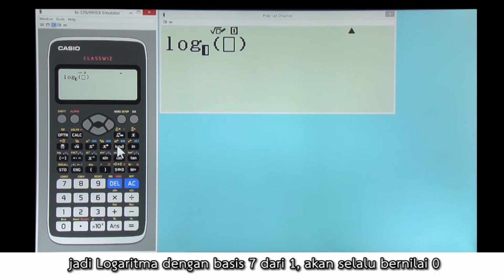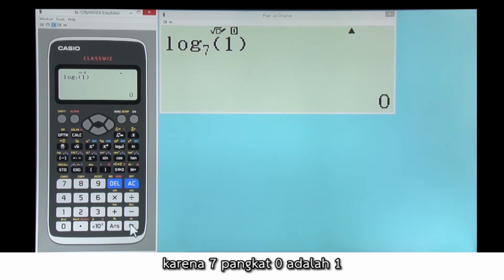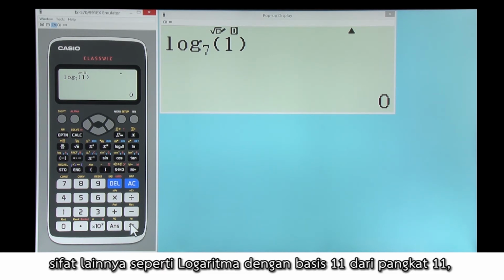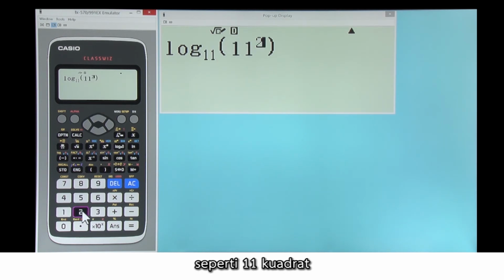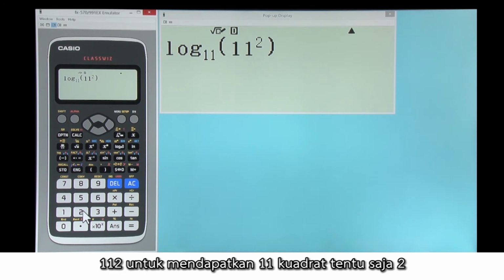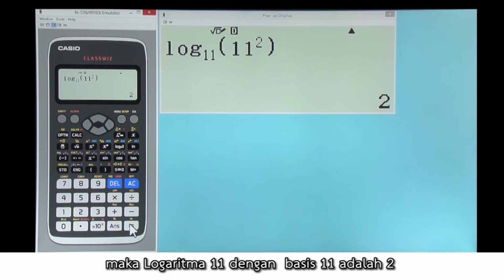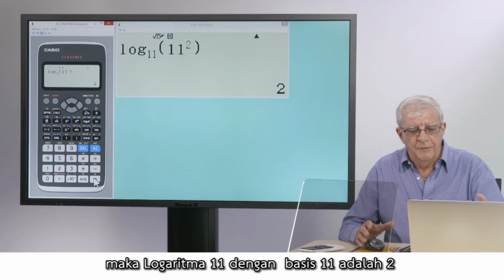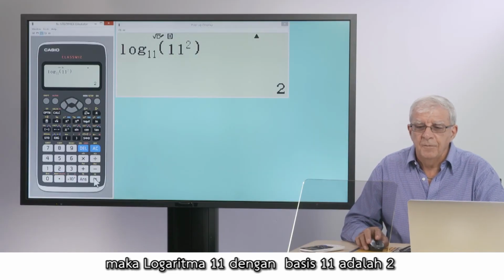So let's choose logarithm to base 7 again of 1 will always be 0 because 7 to the power of 0 is 1. Other properties like the logarithm to the base 11 of a power of 11, like 11 squared, the power you have to raise 11 to get 11 squared, of course, is 2. And so that logarithm of 11 squared to base 11 is 2 in that case.